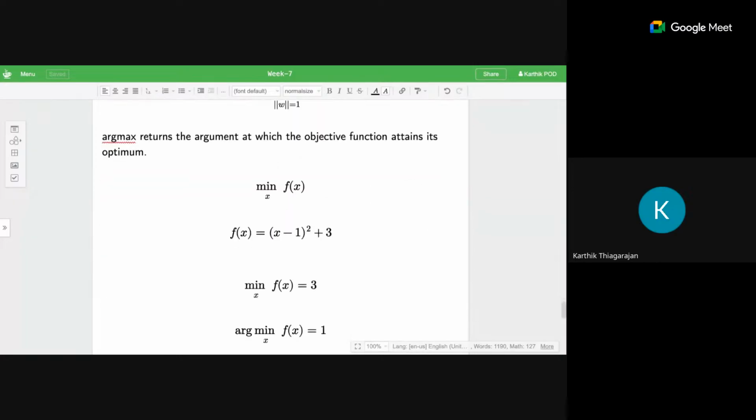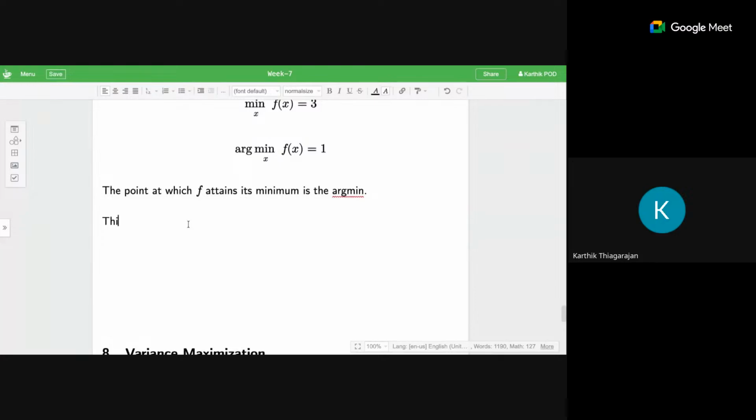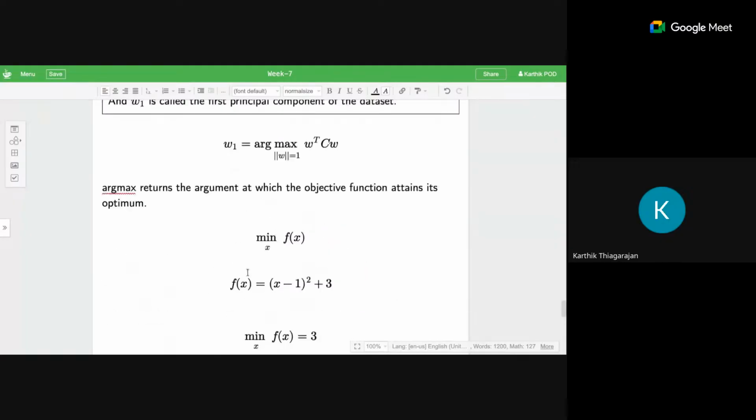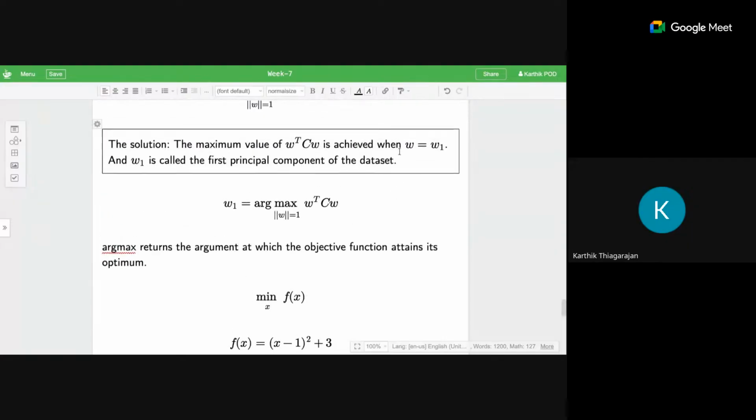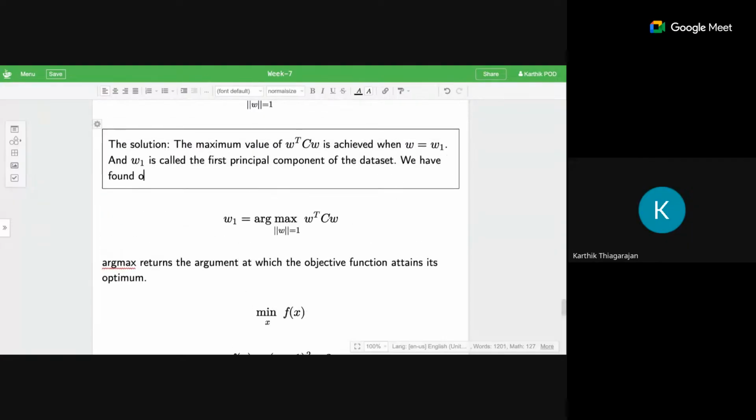So this completes the reconstruction error minimization perspective. Okay. Way of understanding PCA. So PCA is principal component analysis, right? And what we have found out, so see, this is what we have found out is we have found out one principal component.